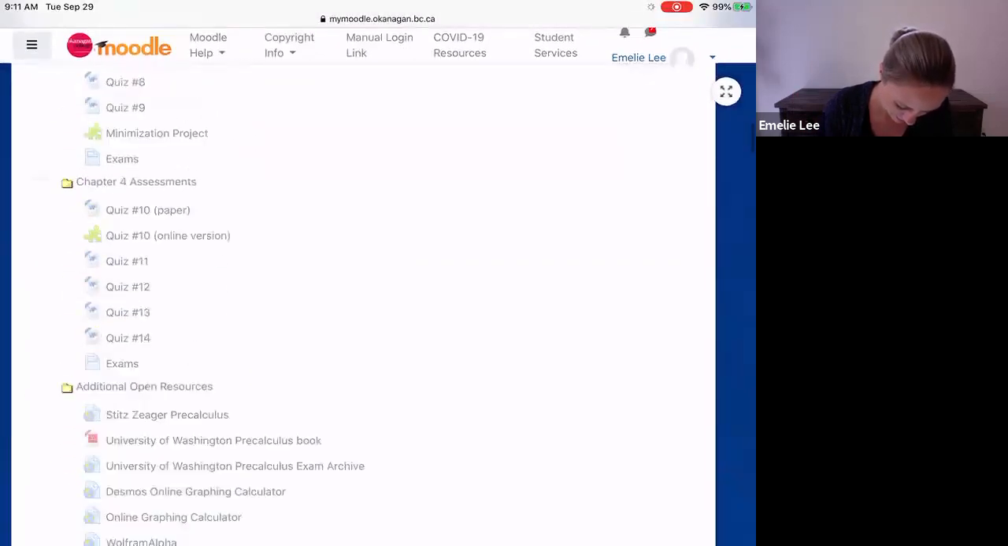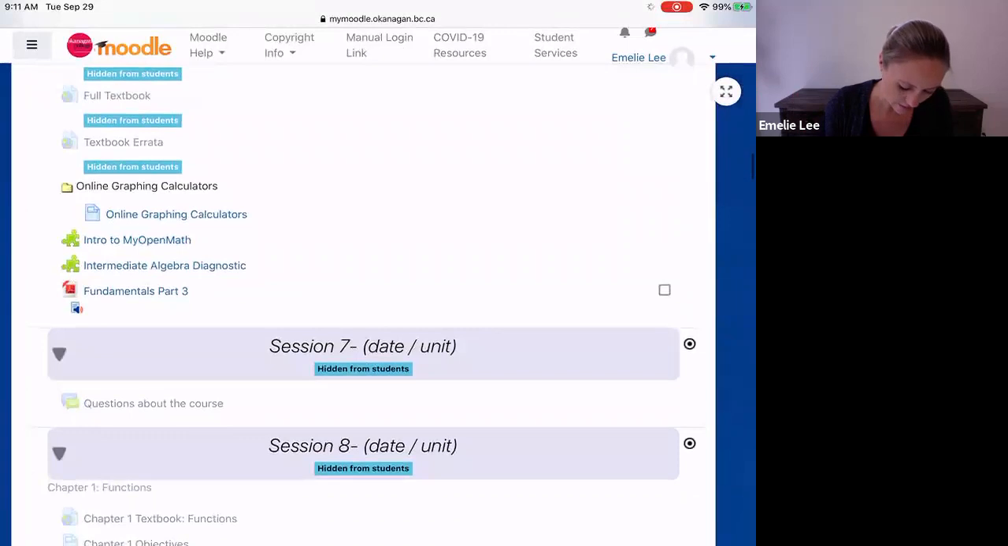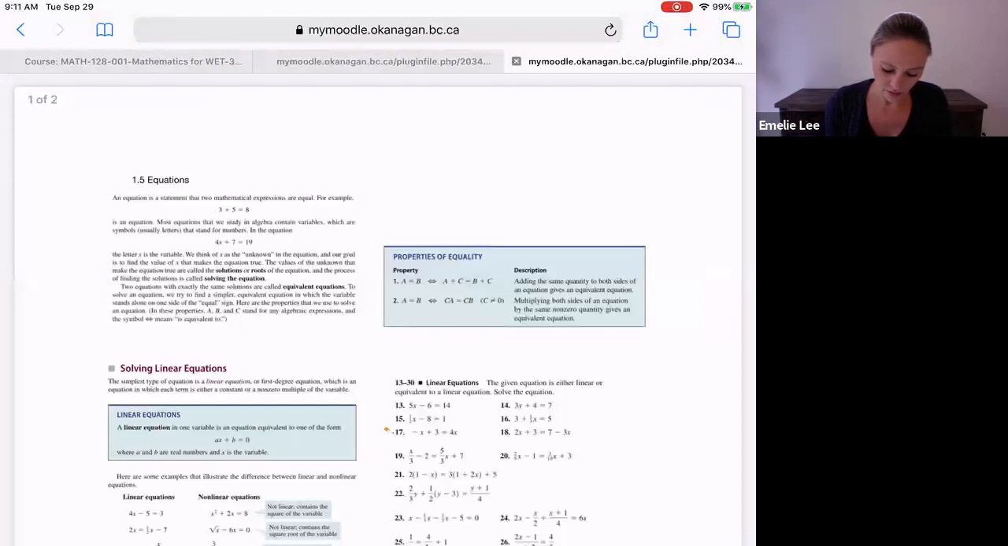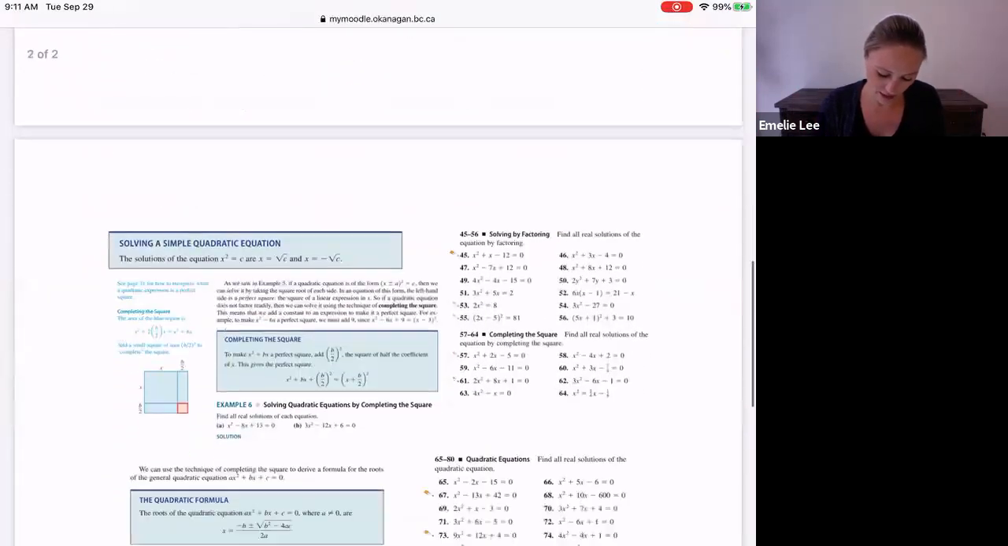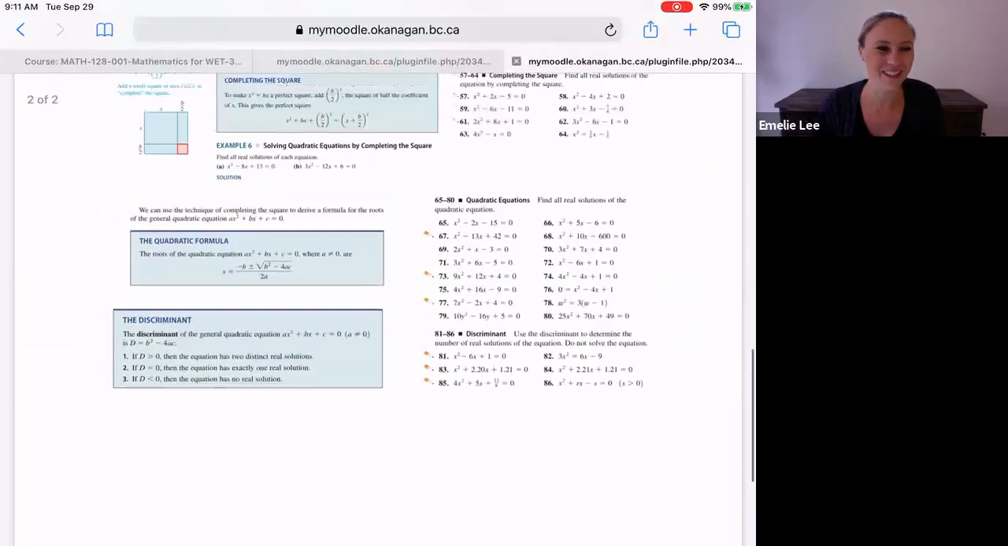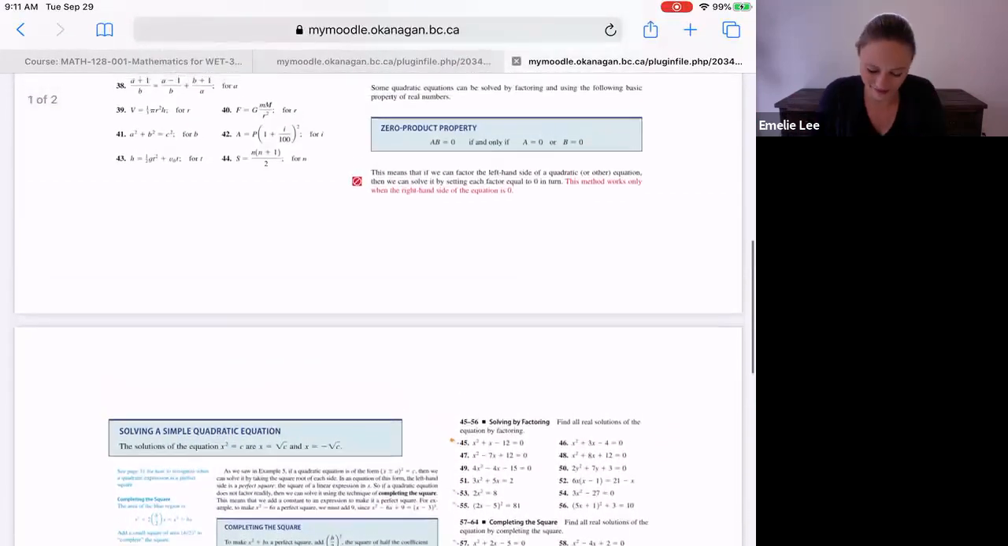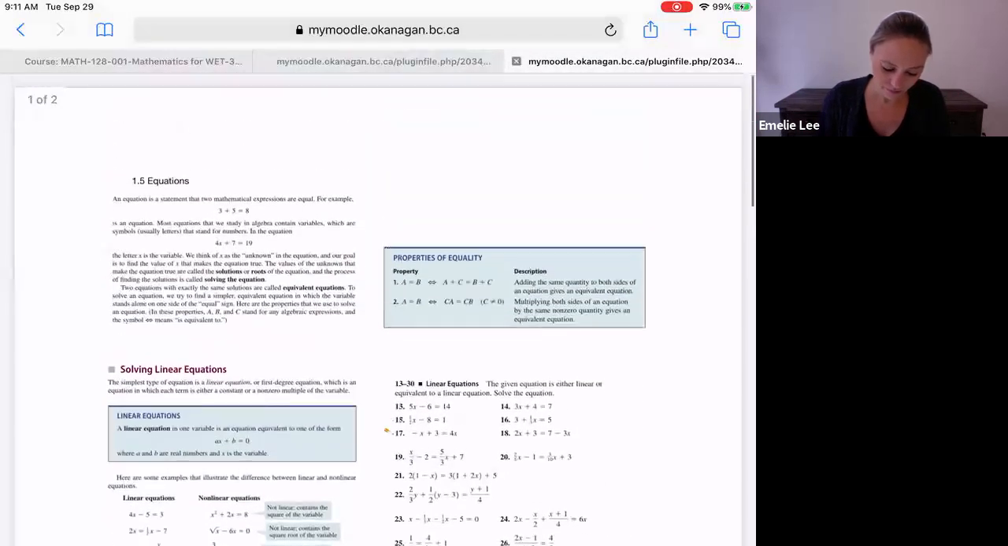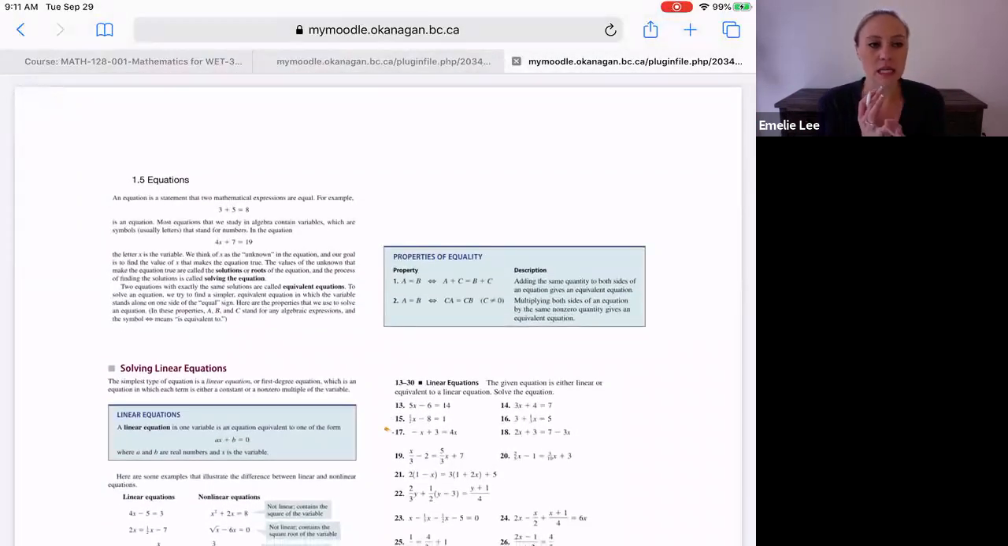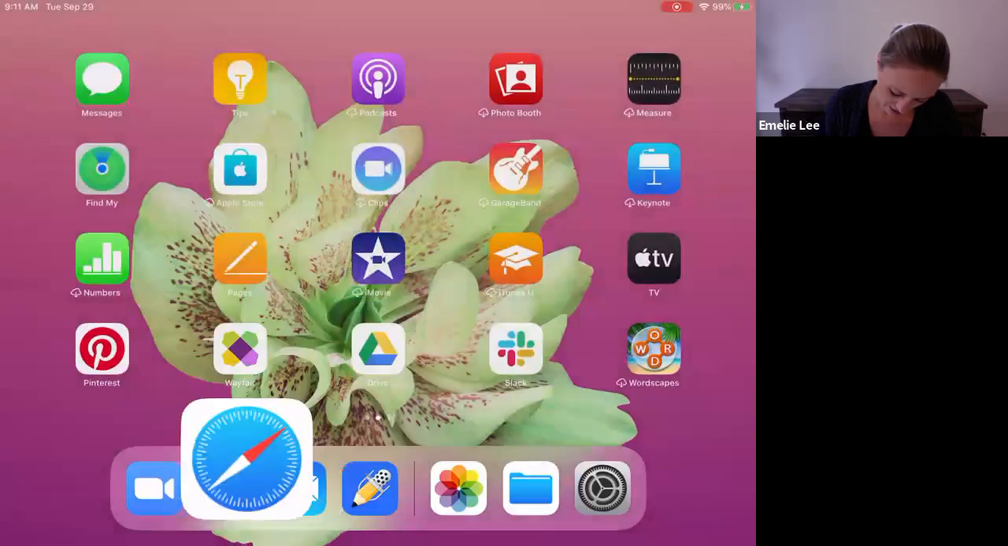Now where did I put? Oh yeah. So there should be a fundamentals part 3, which is 1.5. A nice short two-pager, a little squished, but that's okay. So what I'm going to do is, it's actually going to be really helpful to do equations, so 1.5, before we keep going in 1.4, and I know that seems weird, but it's really just to introduce a trick for factoring.